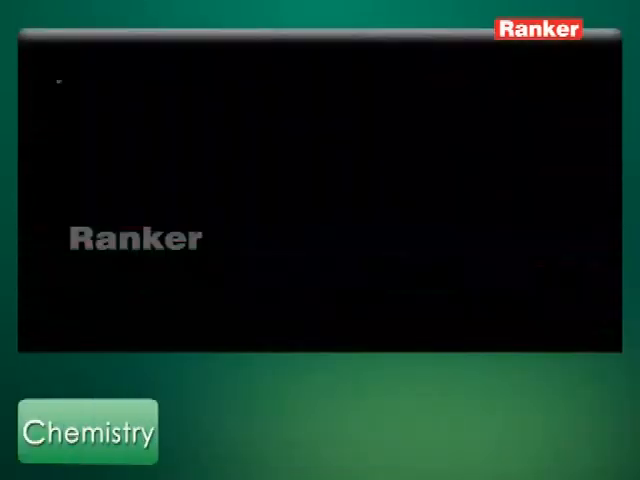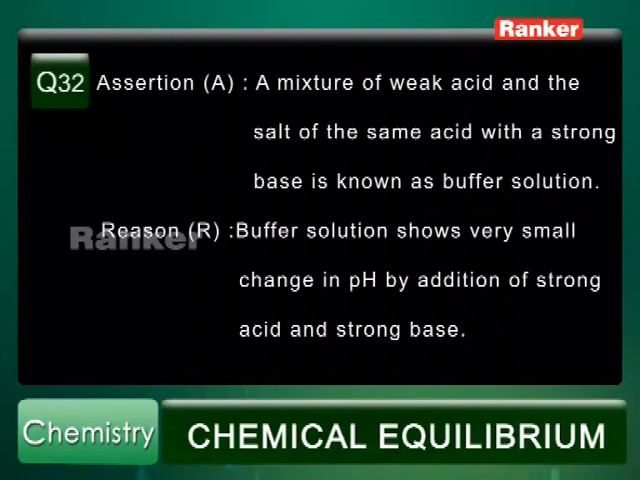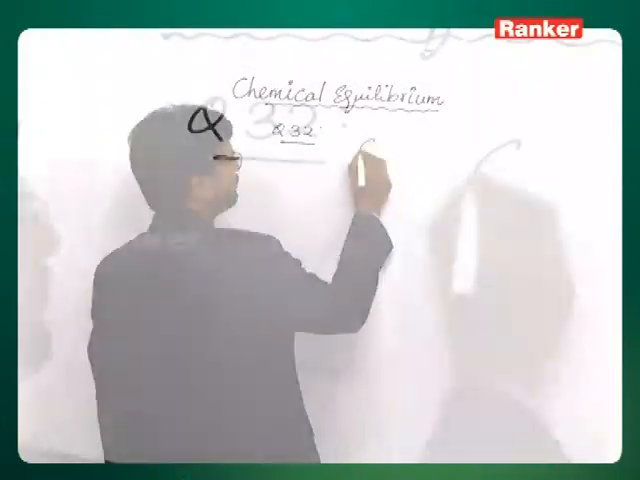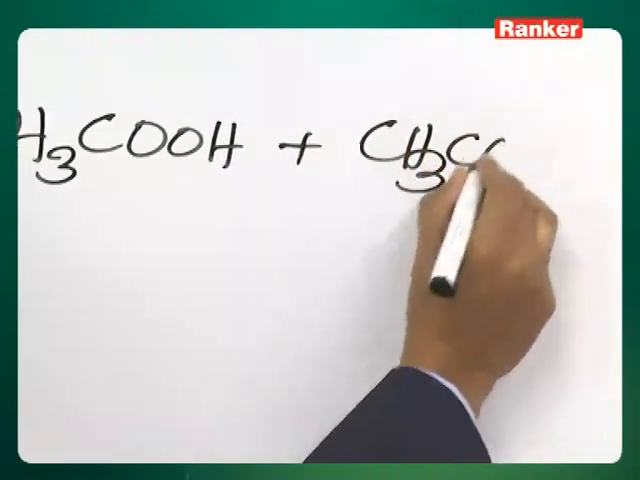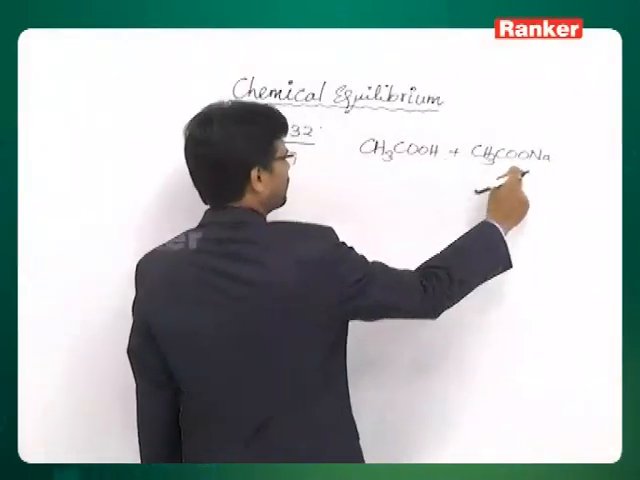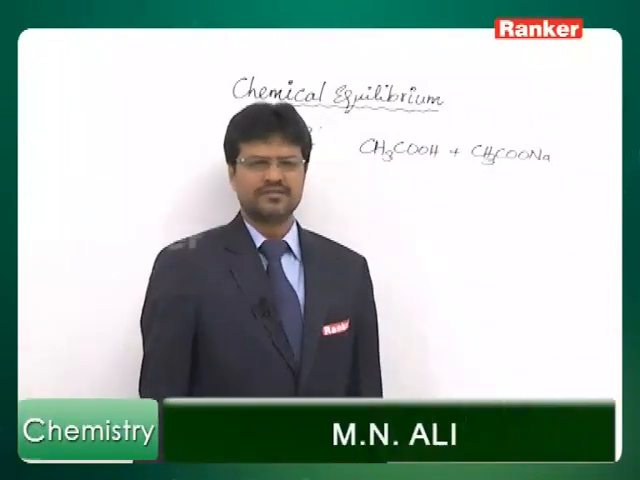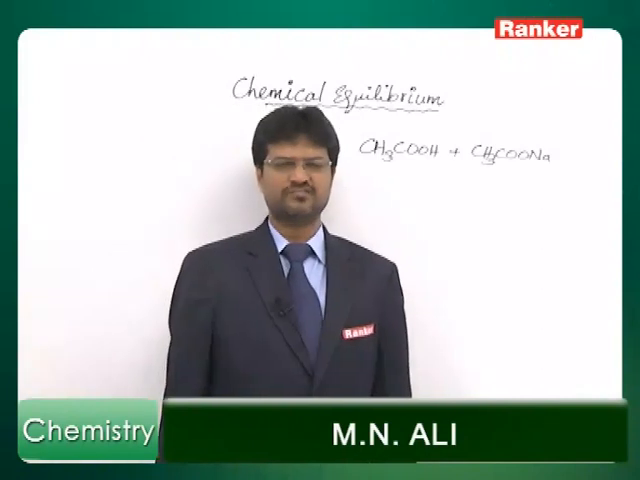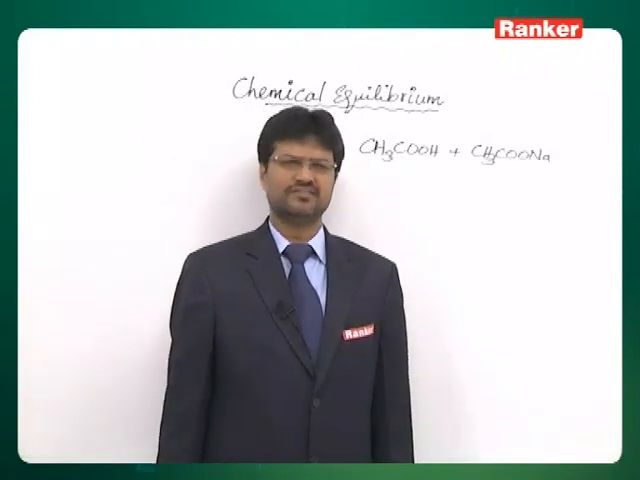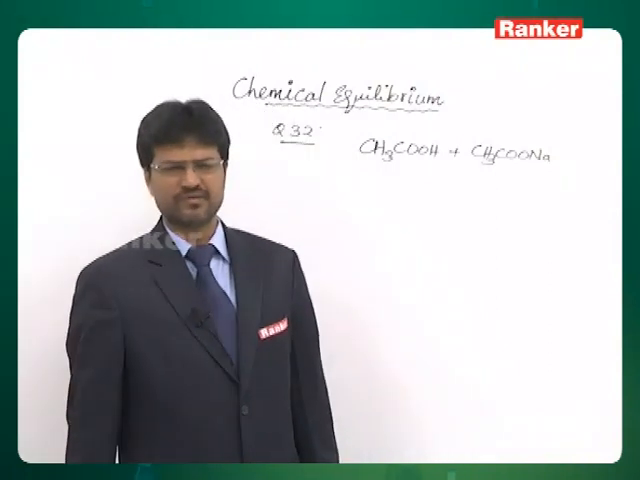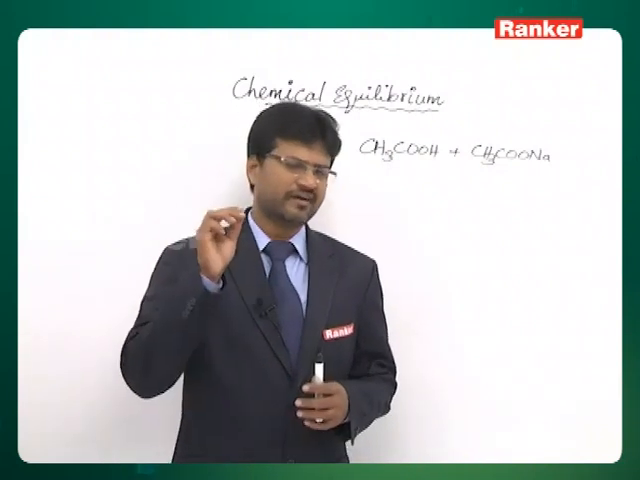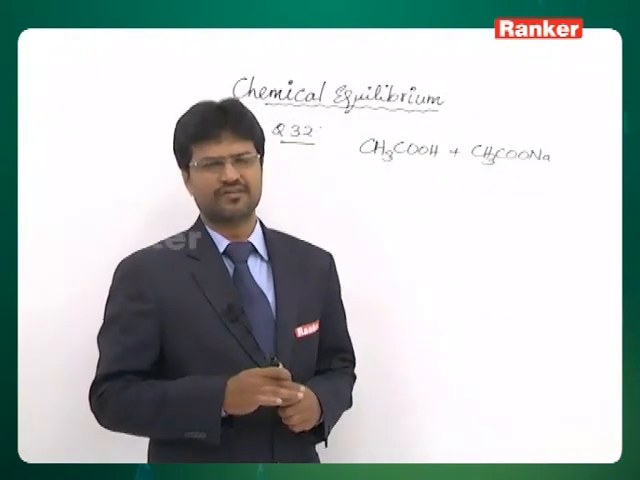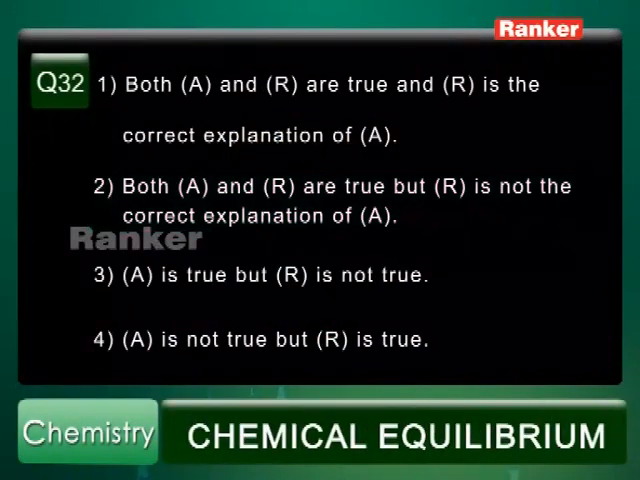Question number 32. A mixture of weak acid and the salt of the same acid with a strong base is known as buffer solution. For example, a mixture of weak acid, acetic acid, and its salt with a strong base like sodium hydroxide. This mixture acts as a buffer. This is a fact, yes. Reason: buffer solution shows very small change in pH by addition of strong acid or strong base. This is also a true statement, but this statement does not explain the first statement. So the correct answer is second option. Both A and R are true, but R is not the correct explanation of A. Answer is second option.